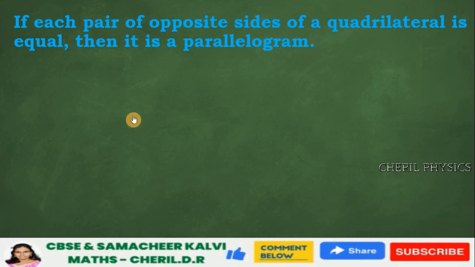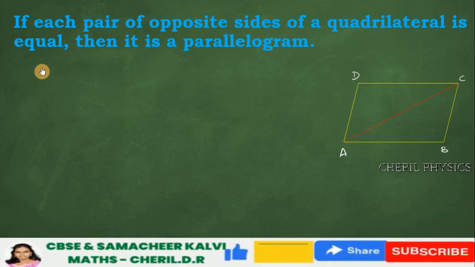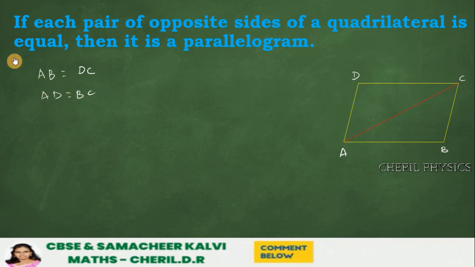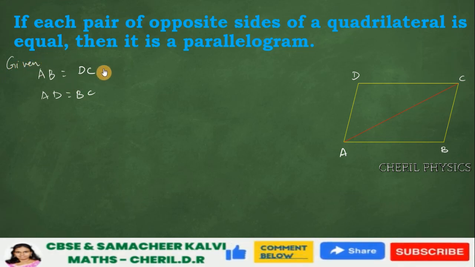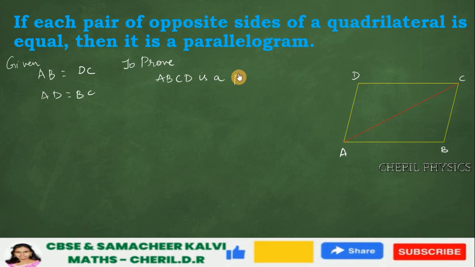Given is that each pair of opposite sides are equal, that means we are given that AD is equal to BC. So we are considering AB, CD, and AB is equal to DC. Likewise AD is equal to BC. So this is what is given. We will have to prove that it is a parallelogram, to prove ABCD is a parallelogram. Now we'll get into the proof.